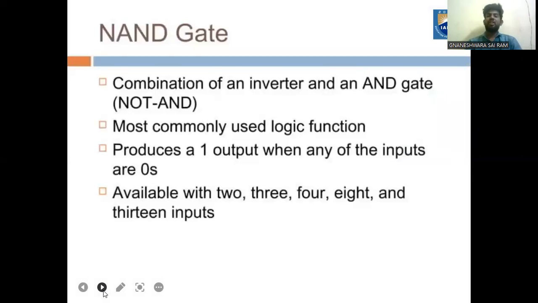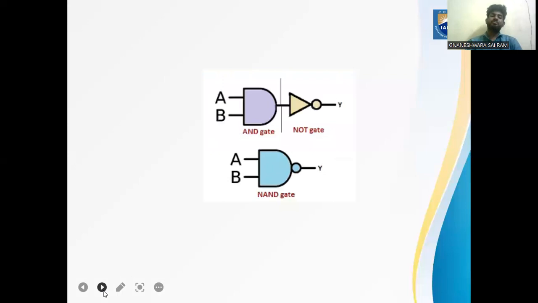NAND gate. Combination of an inverter and the AND gate, NOT plus AND. Most commonly used logic function. Produces one output when any of the inputs are zero. Available with 2, 3, 4, 8, and 13 inputs.